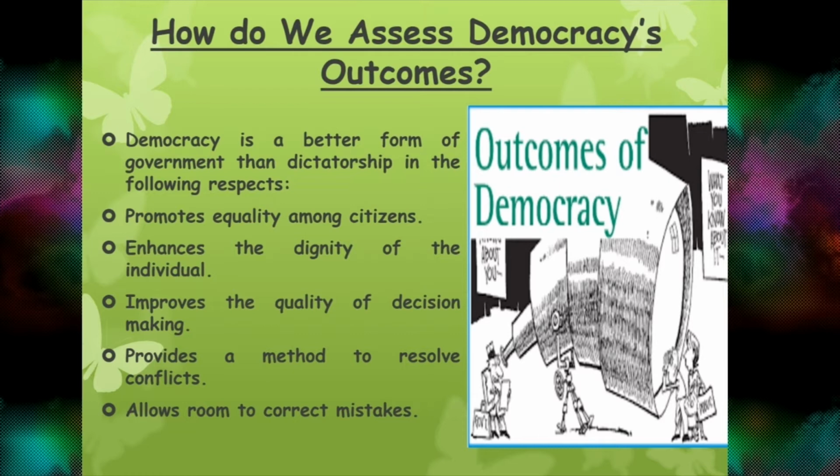To begin with, how do we assess democracy's outcome? To understand this topic, we always say that democracy is the better form of government. Here, you are going to justify why it is better than any other form of government all over the world. You have dictatorship, military rule, monarch rule. So when you compare with any other rule, why is democracy better than any other form?